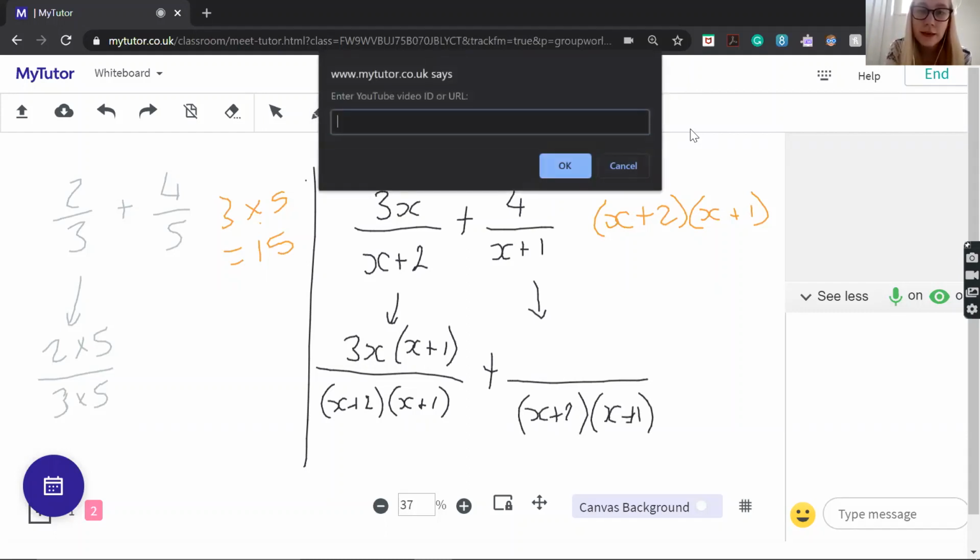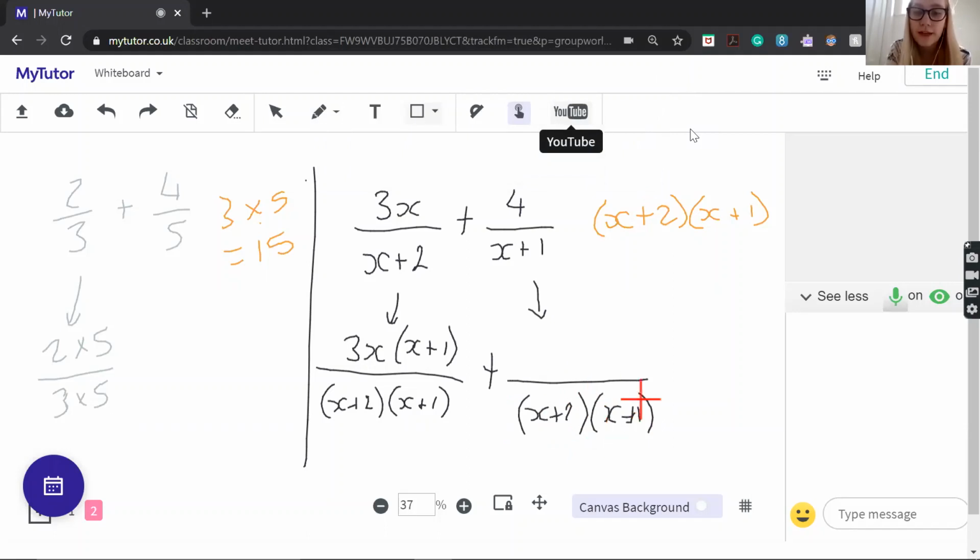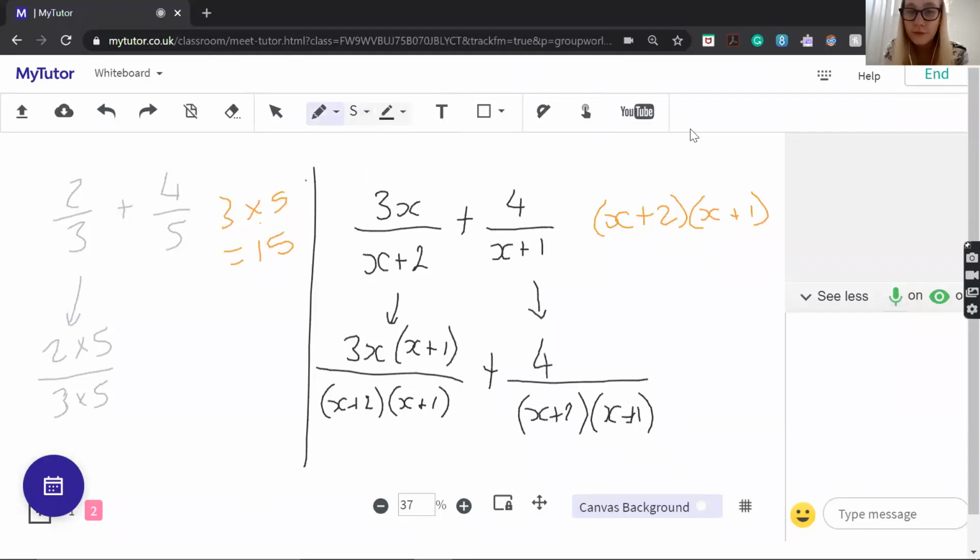And now we're going to do the same thing, and we're going to think, what have we multiplied x plus 1 by to get to here? We've multiplied it by x plus 2. That whole entity in its own right, x plus 2. Just think about it as one thing. So we have to multiply the top, which is 4, by x plus 2 as well.